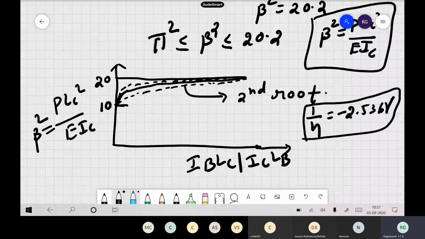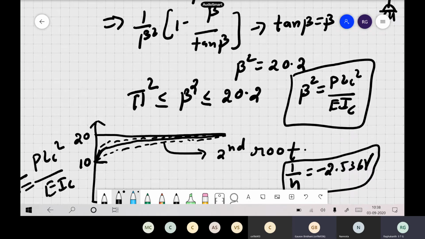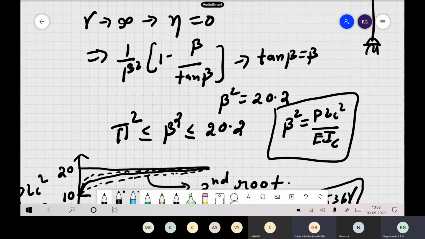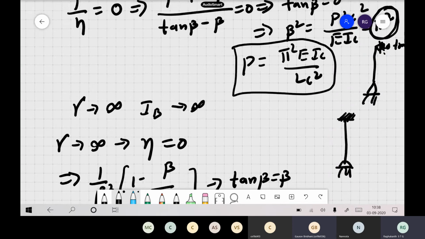And now how do you find out the mode shape? How to find out the mode shape? See, now how to find out the mode shapes. With the eigenvalues, to find out the mode shape, what do you have to do? Substitute the value of gamma and find theta b, theta c, and theta e.